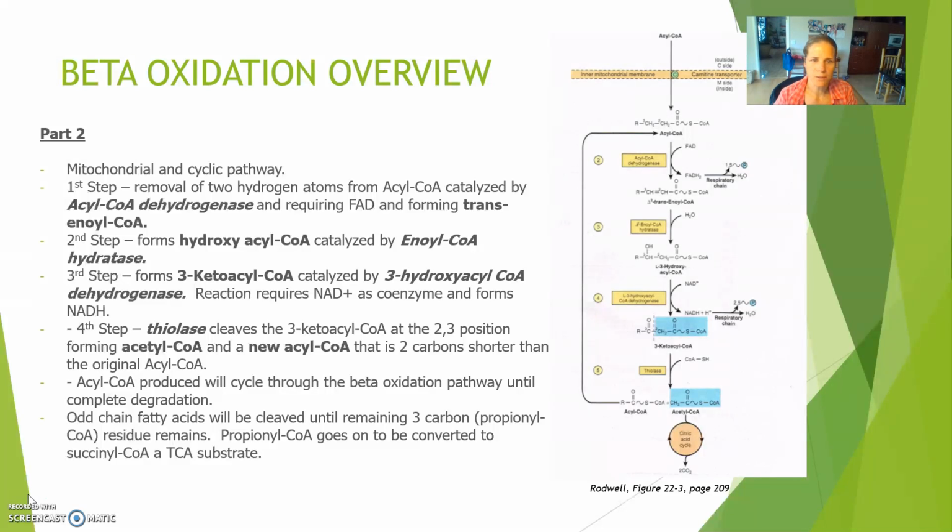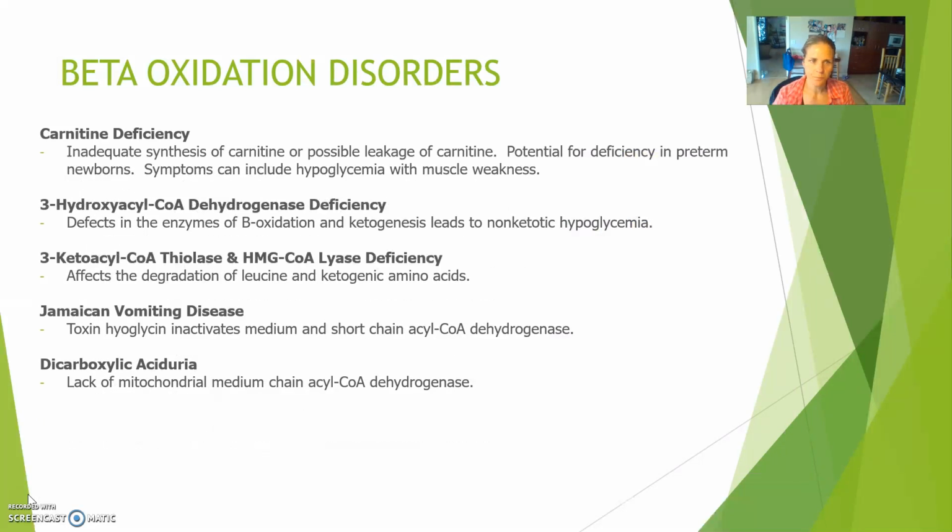So we're losing 2 carbons each cycle, and if it's an odd chain fatty acid, this will be cleaved until the remaining 3 carbon residue, which is also known as propionyl-CoA, remains. And that propionyl-CoA goes on to be converted to succinyl-CoA, which is a TCA substrate.